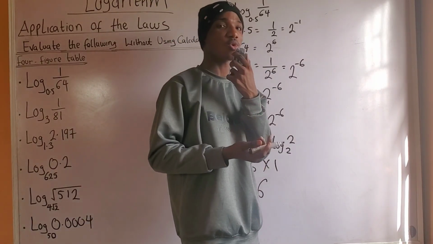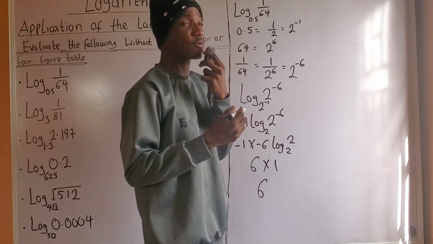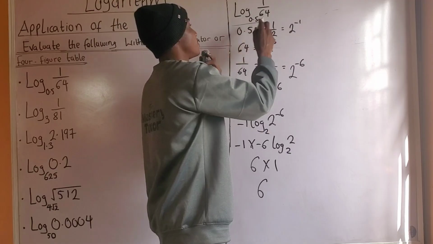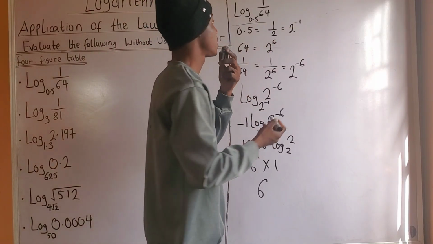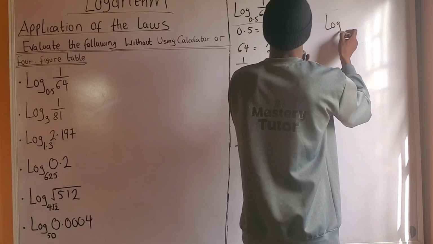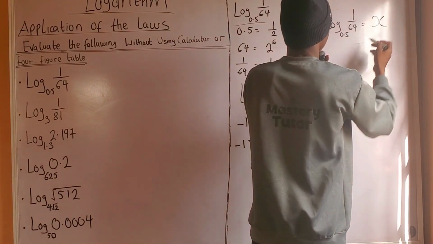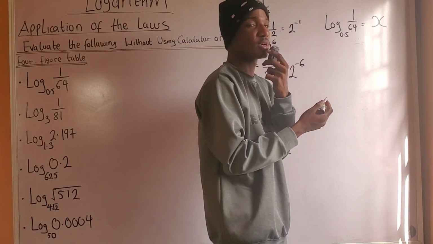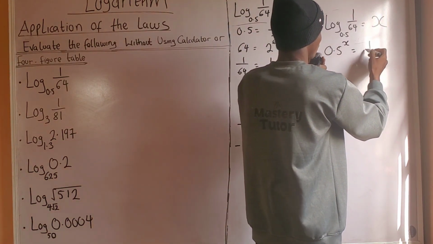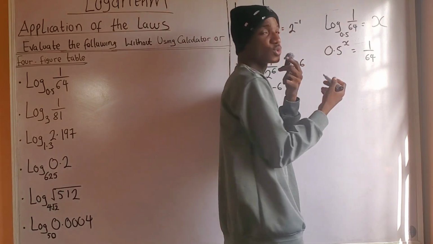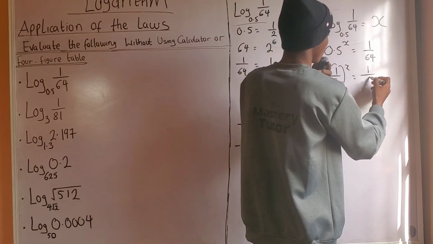Okay? You can use another method. You can use the index form of logarithm. You have to rewrite this logarithm in index form, and the first step is to set this logarithm equal to a letter. So let log 1 over 64 base 0.5 equal x, right? Now, we want to rewrite this in index form. This 0.5 will become 0.5 raised to the power of x equals 1 over 64, right? So 0.5 is 1 over 2, so I'm going to have 1 over 2 raised to the power of x equals 1 over 64.